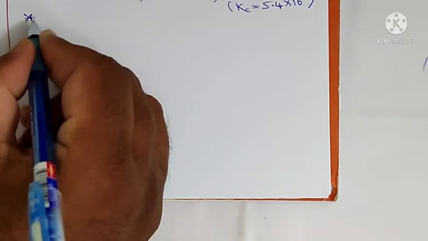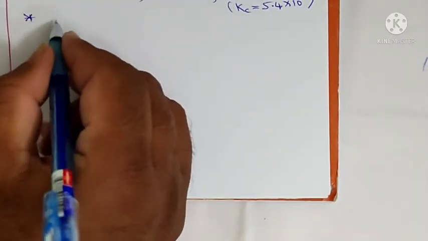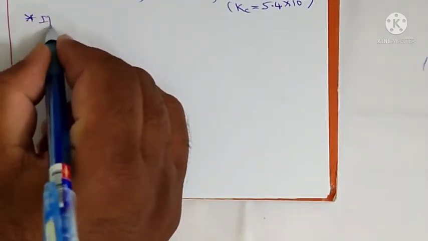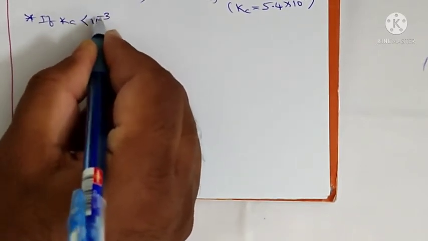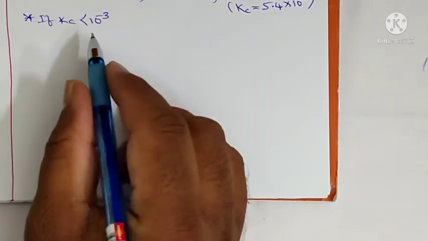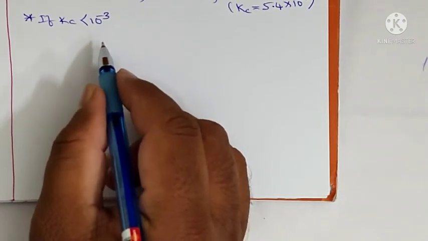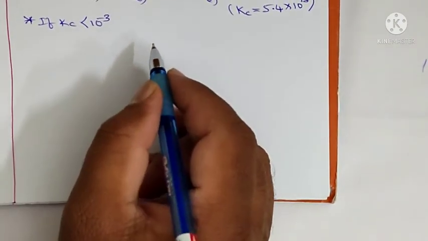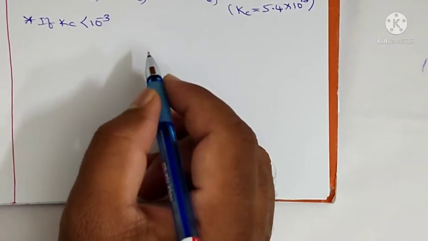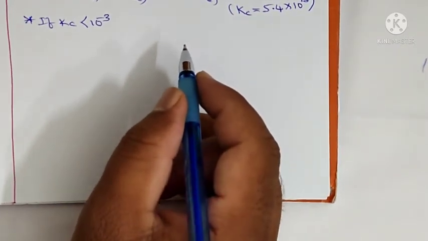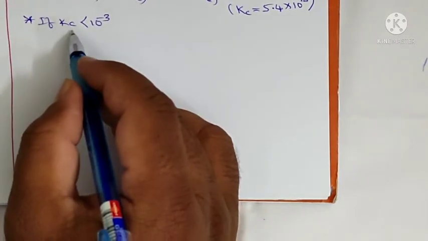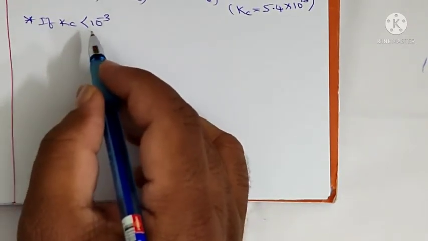If Kc is less than 10 to the power of minus 3, so the value is very less, the reactants predominate over the products. The reaction proceeds rarely because the Kc value is very less.